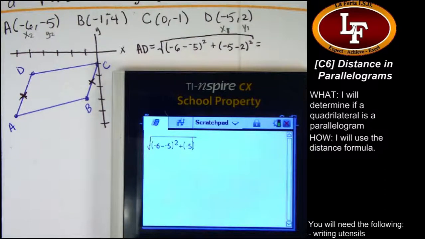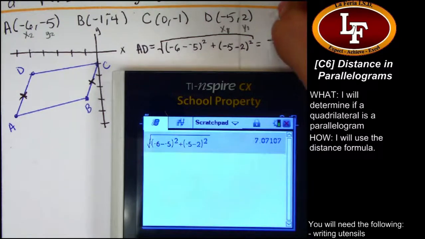Negative 5, or negative 5 minus 2, close that, square it. Everything is under the square root bar. All of my symbols seem to match up. I'm going to hit enter. All right, and I get some sort of crazy decimal.